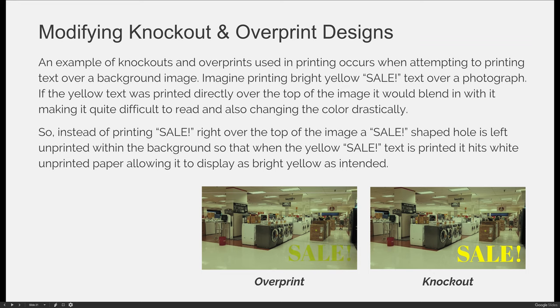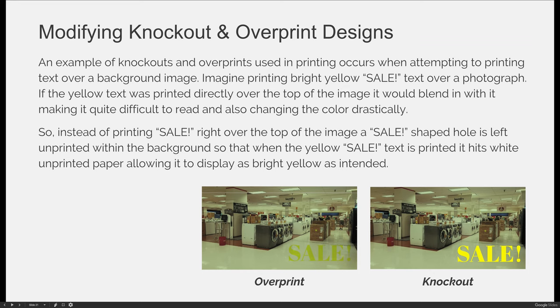On the left, I'm printing yellow right over the top of the photograph, and so when I look at the photograph, it's hard to read because when I print yellow over the top of any other color and the inks are transparent, it will blend with whatever is below it. With a knockout, I left a big white hole in the shape of the word sale because I didn't want to print yellow over the top of any other color. I wanted yellow to hit white paper.